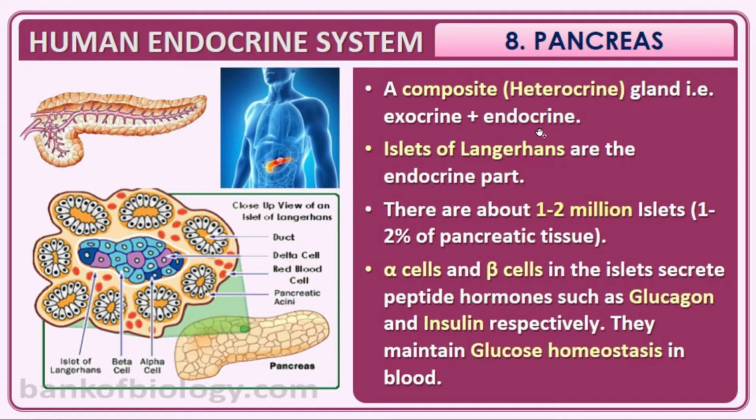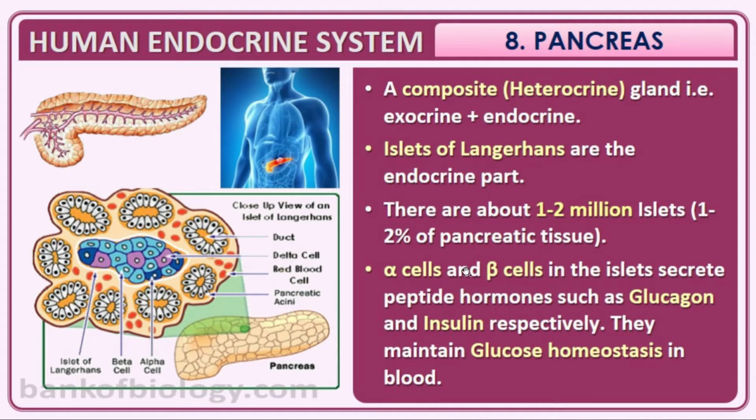The islets of Langerhans are the endocrine part. Islets of Langerhans are present in the pancreas, and we can see so many patches. They are part of the endocrine portion. There are about 1 to 2 million islets, which is about 1 to 2% of pancreatic tissue. 1 to 2 million islets are present in the pancreas.